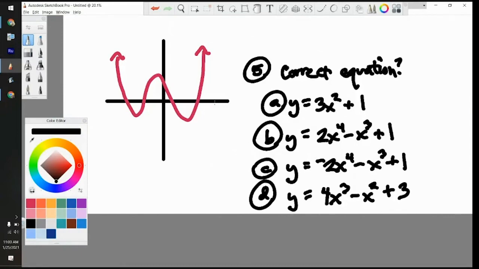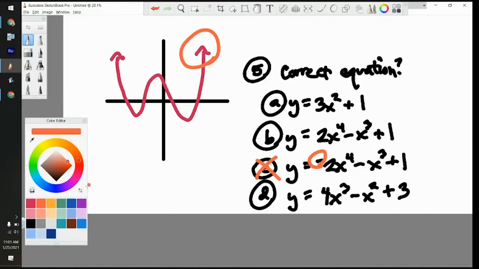Okay. This is how I would do it. I don't care how you do it, but this is what makes sense to me. First thing I look at is where it's pointing. From left to right, this is pointing up. So because it's pointing up, that leading coefficient should be positive. So C is automatically out of contention because of that negative there. So it cannot be C. Okay, so now I only have 3 choices.